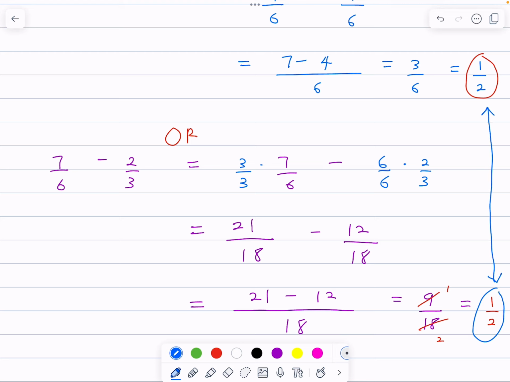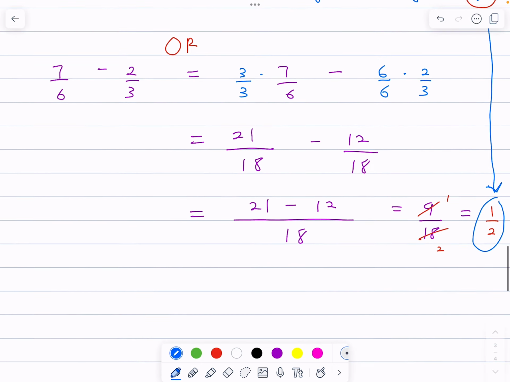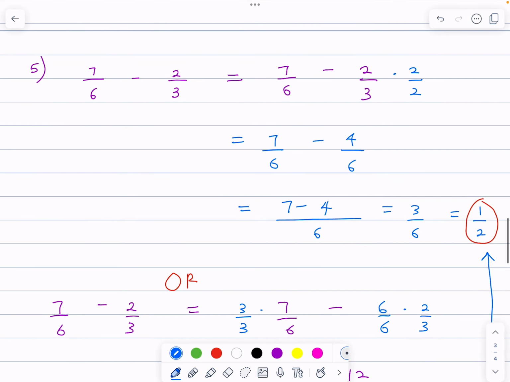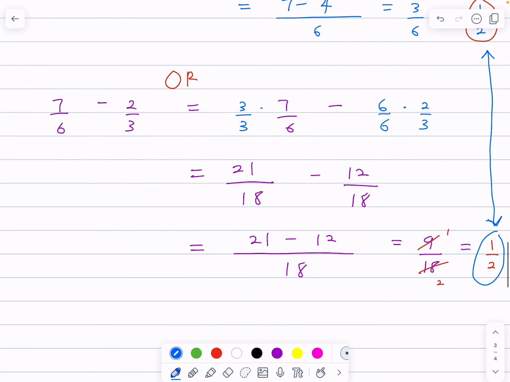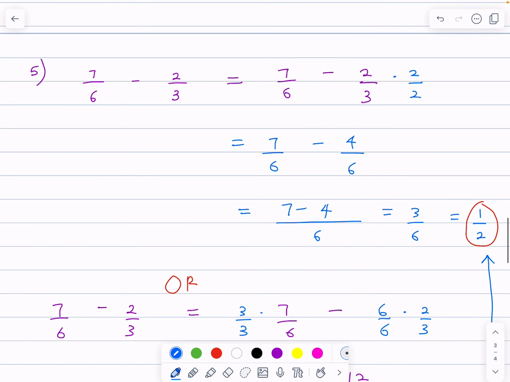right? But if you look at what we just did, you observe that the first method is not as demanding as the second method. The second method, what we did was we arrived at big numbers, right? So that's it about adding and subtracting fractions.